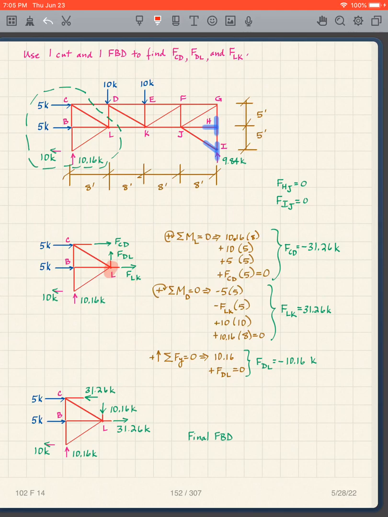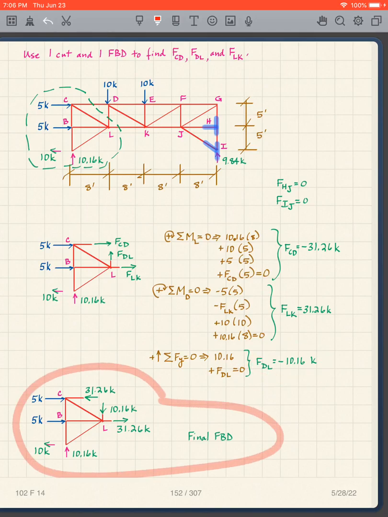I'm not going to go through it, you can all do this at this stage. So that's the equation that I get for moments about L. Then I can take moments about this point, about D. It eliminates these 2. That gives me that equation, and I find FLK. And then I want to get this one, so I can simply take the sum of the forces in the y direction equals 0. And I get that one. Here's my final free body diagram for that.